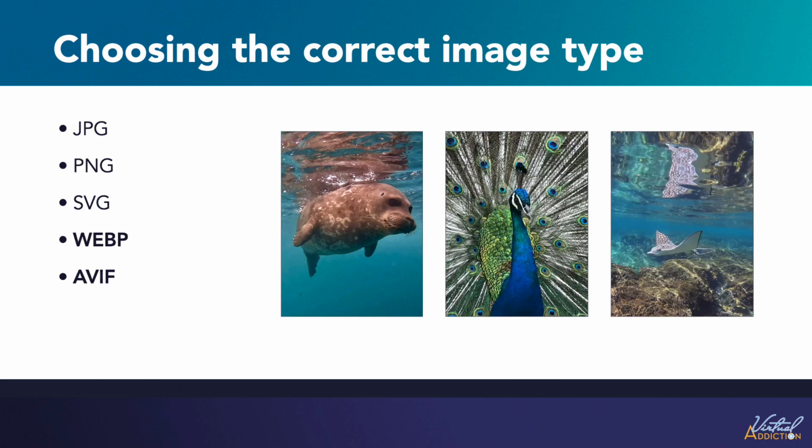WebP and AVIF are excellent choices for optimizing website performance, especially for non-vectorized assets like photos and animations, due to their superior compression capabilities. I would recommend avoiding GIFs as they present accessibility challenges.